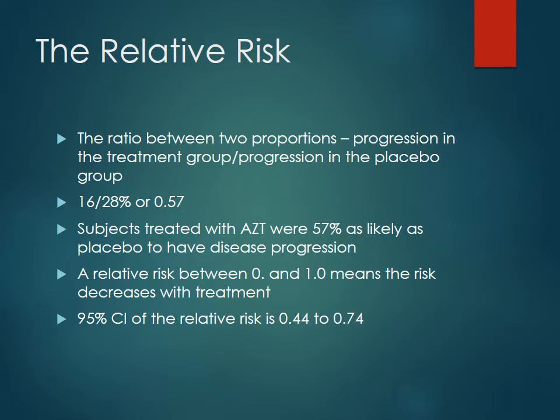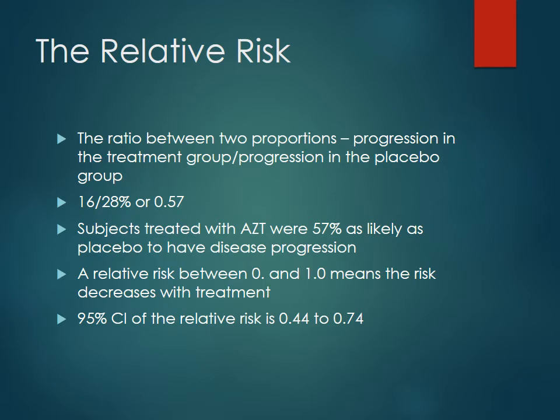Again, when we're comparing relative risk, this is when we're doing the ratio between two proportions, right? So this is where one is going to be our point of significance. We can compare by looking at the progression in the treatment group divided by the progression in the placebo group. So this would be that 6% divided by 28%, and I end up getting a relative risk of 0.57. So what does that number mean, that 0.57?